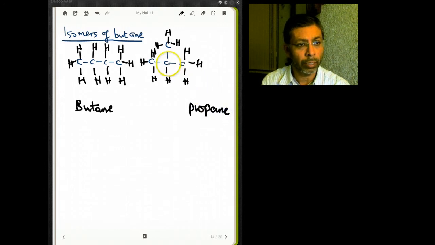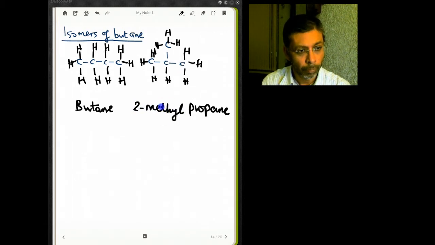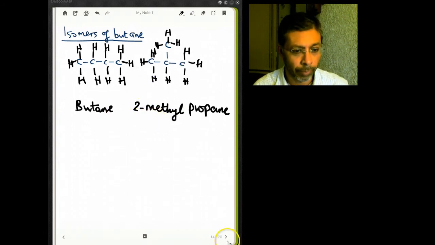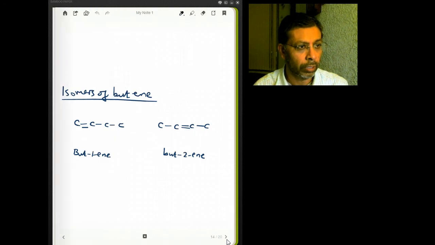And on the second carbon we have a branch, a CH3, and CH3 is methyl. Because it's on the second carbon, we call it 2-methylpropane. Okay, here are the 2 isomers of butane. Alright, let's move on to the next one.